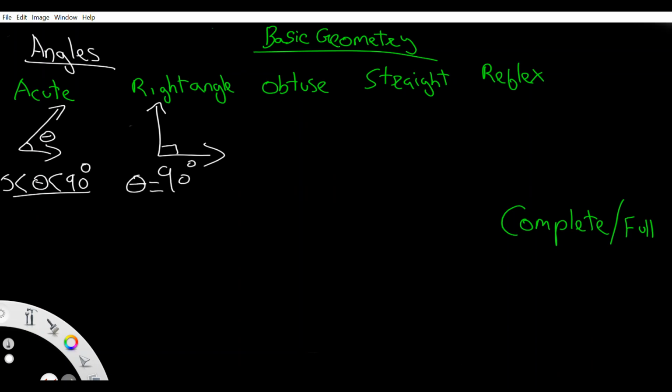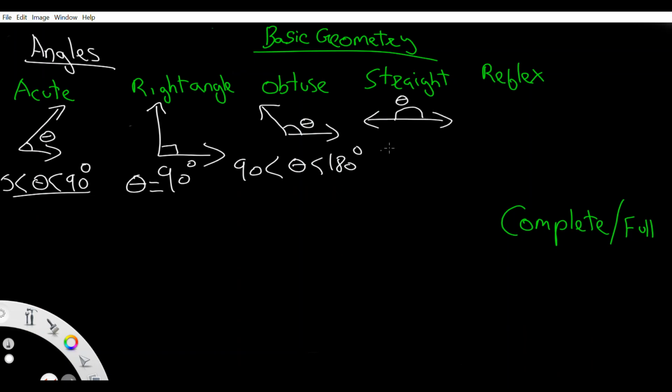So theta is 90 degrees. An obtuse angle has an angle measure of more than 90 degrees and less than 180 degrees. So it looks something like that. A straight angle looks like a line, and it has an angle measure of 180 degrees.